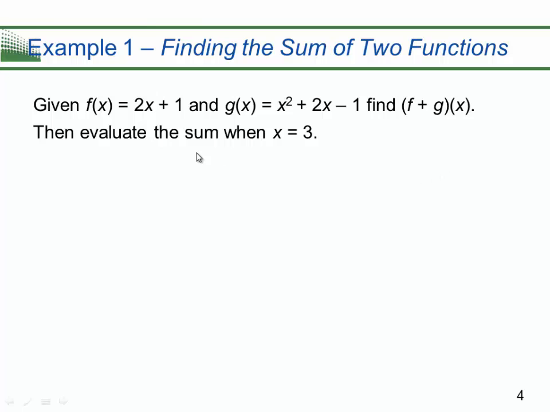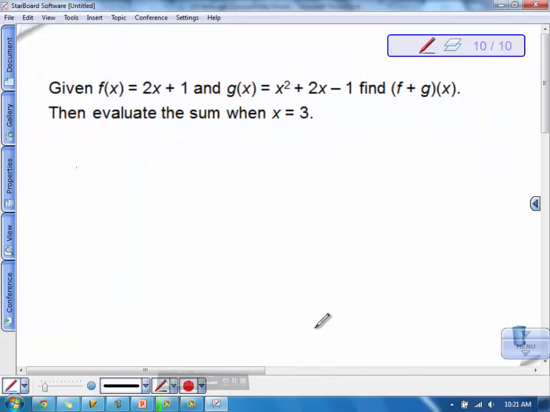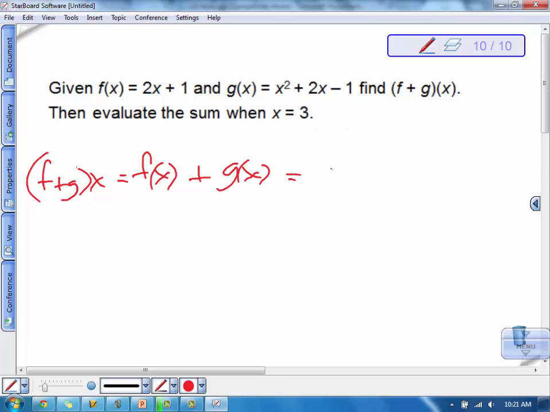Why don't you pause this one and try it. Here's function f, here's function g. I want you to add these 2 functions together and then evaluate it, what your value would be when x equals 3. So if we're going to add these 2 together, then obviously I like writing the notation like this. So it's f plus g of x, but that's the same thing as f of x plus g of x. Okay, so we're just going to add these 2 together. That's 2x plus 1 plus x squared plus 2x minus 1. Right? I just took f and added it with g.